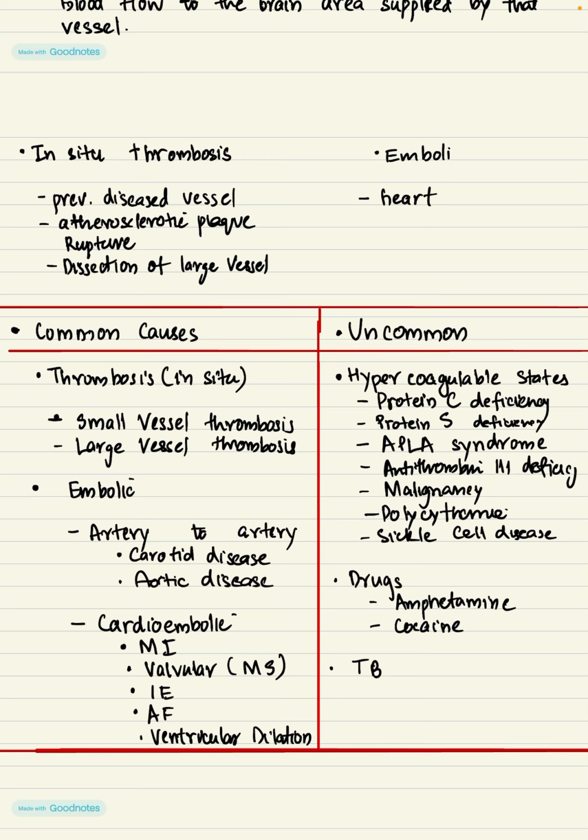Uncommon causes are hypercoagulable states, protein C deficiency, protein S deficiency, APLA syndrome, antithrombin 3 deficiency, malignancy, polycythemia, sickle cell disease. Drugs like amphetamine, cocaine, and TB. One thing to be noted is cardioembolic and uncommon causes can usually occur below the age of 40 years.